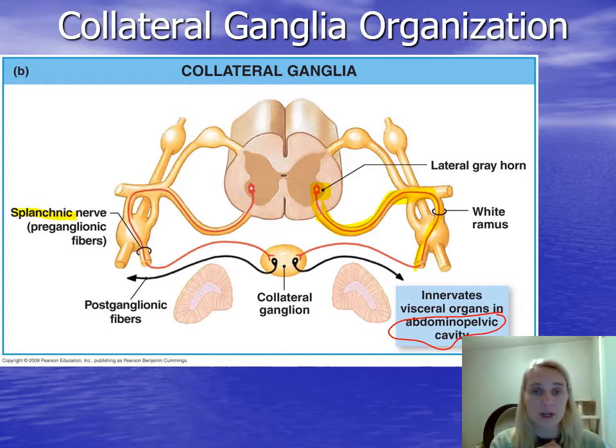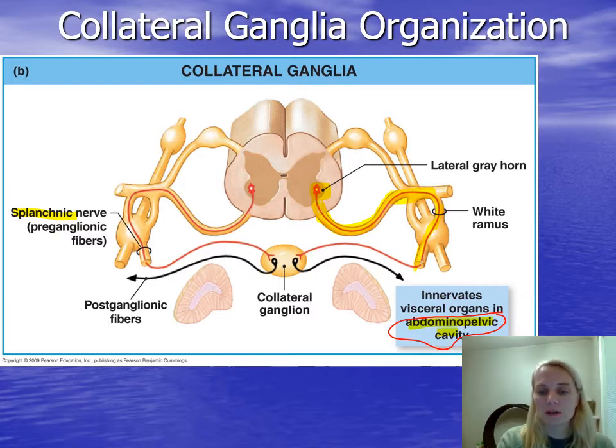It looks very much like a sympathetic nerve, and it functions the same way as a sympathetic nerve, but its destination is the abdominal pelvic cavity, not the thoracic cavity. So that's really the main difference between a sympathetic nerve and a splanchnic nerve. It's just the destination and what kind of neuron you're going to be finding there.